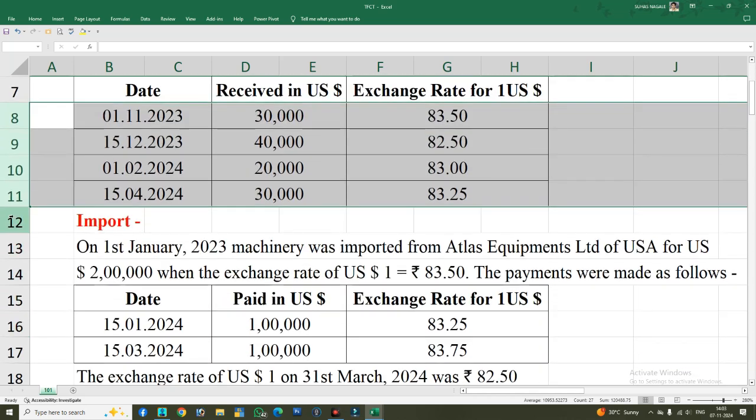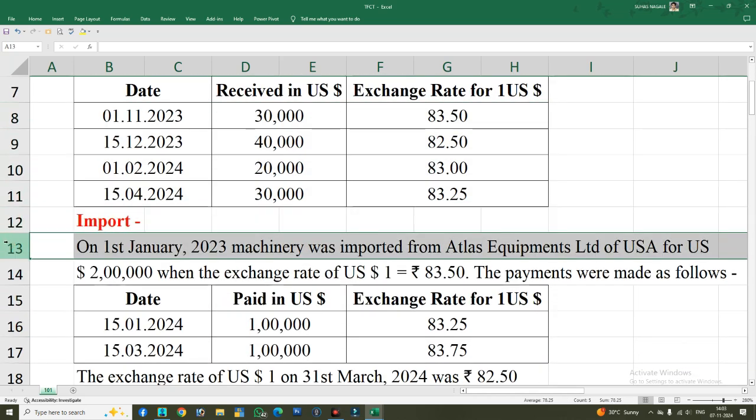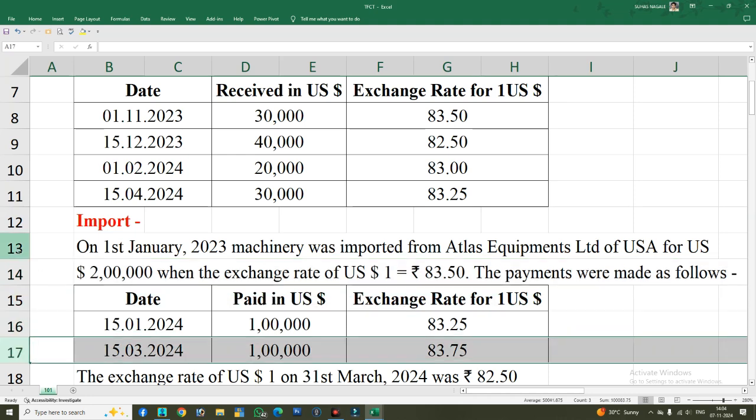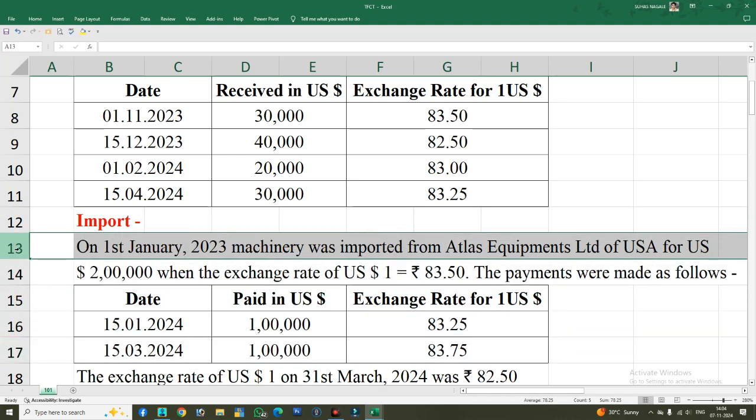Then import transaction. On 1st January 2023, machinery was imported from Atlas Equipments Limited of USA for $2 lakh. Payment when the exchange rate of $1 is equal to 83.50. The payments were made as follows. These are the two installments. It means this is a credit transaction. Machinery was imported from Atlas Equipment of USA on credit.